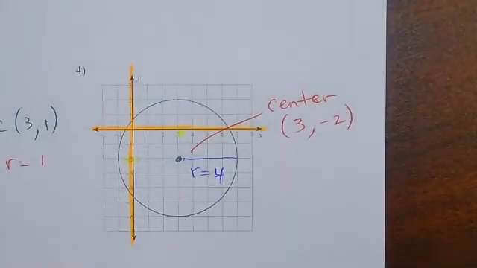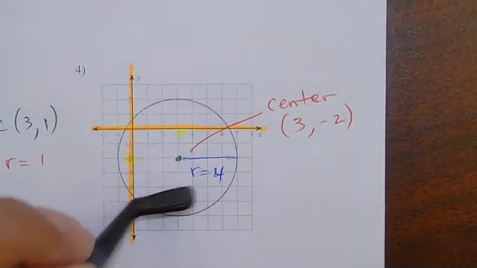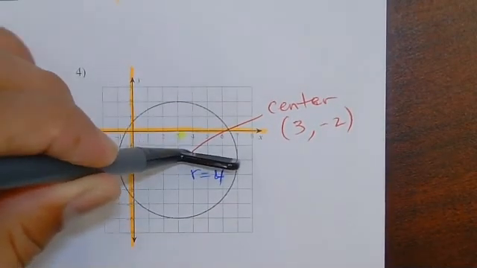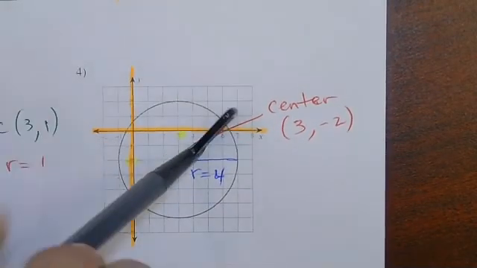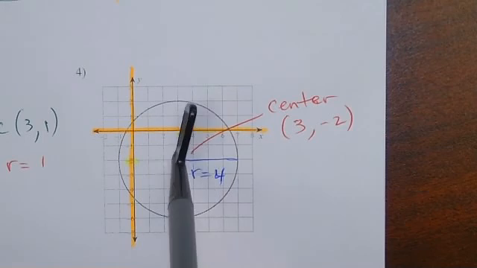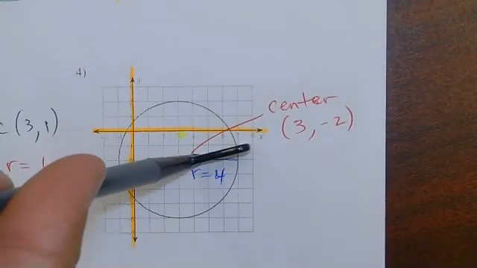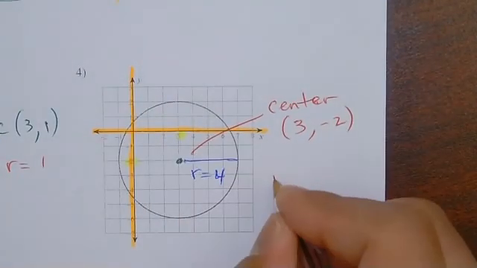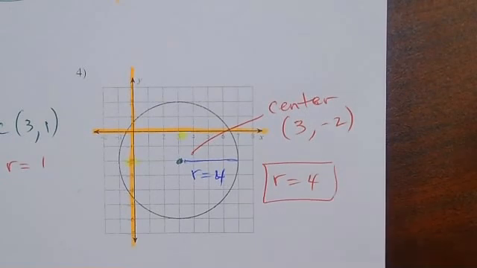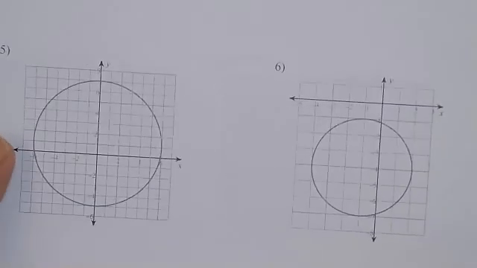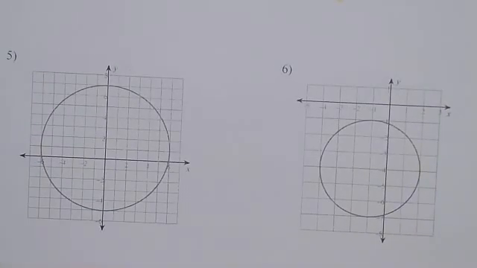It's 4. It's the same distance all the way around. This is the radius, right? It starts like this, and it's going that same distance all the way around. That's why it makes a perfect circle. Easy day right here. Okay, you guys finish the last 2.